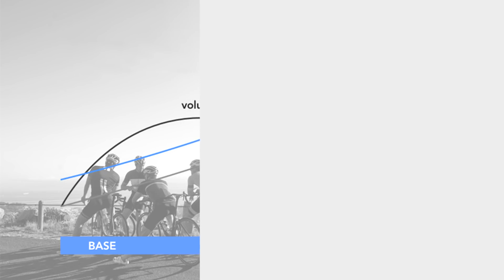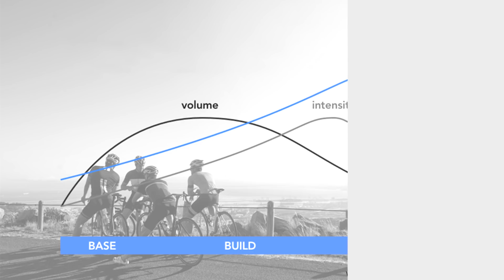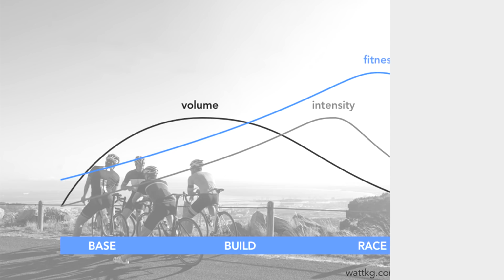So the first one is linear periodization. It's illustrated in this chart. And this is the classical type of periodization, where your volume is high at the base phase or over the winter or over the off season. It tends to come down a little bit, and then your intensity tends to come up. And moreover, the differences between your week to week, your day to day rides are actually pretty much subtle, on a continuum, and not very distinct. That's all really linear periodization is.